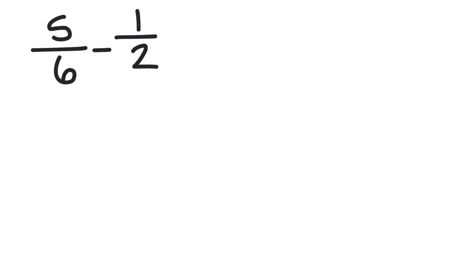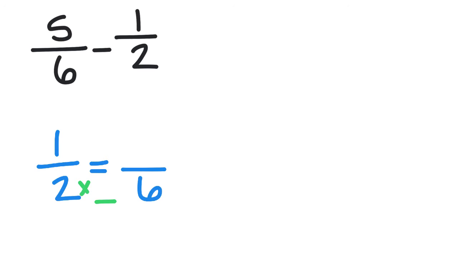These are not the same, so I need to stop and find an equivalent fraction. Same as addition. Let's see, can I turn 1/2 into 6 to find an equivalent fraction? What do I need to multiply by? 2 times what would get me to 6? 2 times 3. If I do something to my denominator, I must also do it to my numerator to find an equivalent fraction. 3 times 1 is 3.